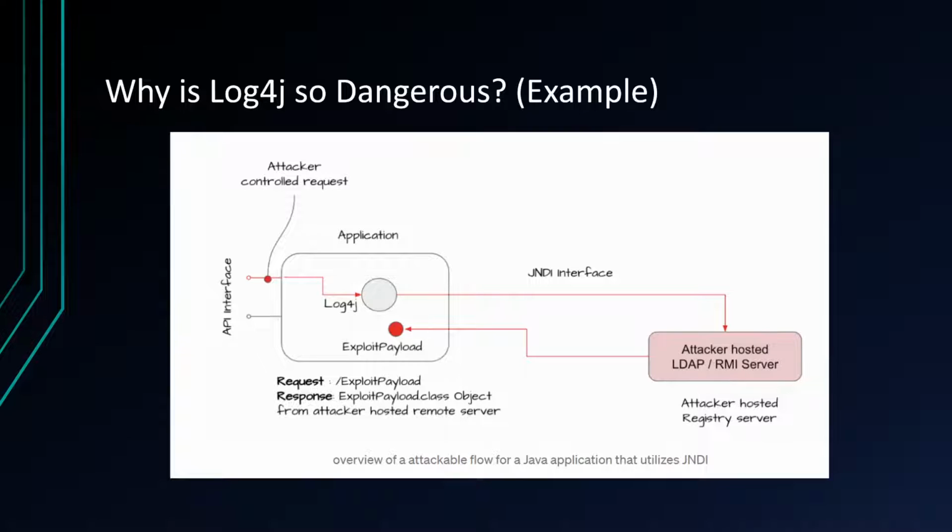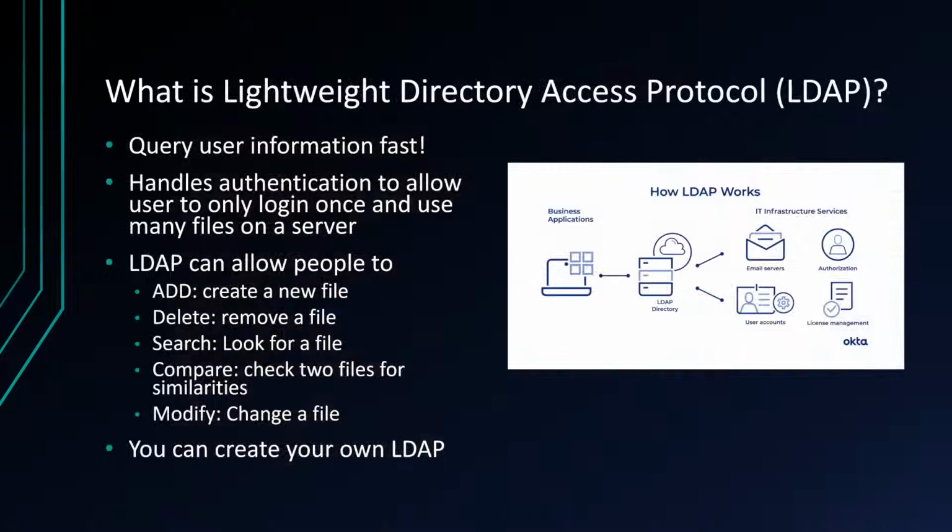So this is basically a visual of what's happening here. The attacker sends a request, the Log4j application picks it up and runs it through the JNDI interface, and through the JNDI interface it calls back to the attacker's hosted LDAP server, which sends a payload back to the server, which downloads it and runs it. I'll go into this a little bit more in a few slides. We've got to go over a few things first.